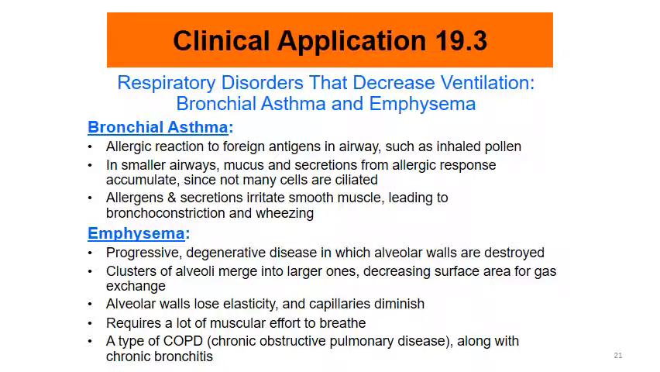Bronchial asthma. Asthma refers to allergic reaction to foreign antigens, irritants in the air, and this leads to the irritation of the smooth muscle in our trachea, in our other bronchial branches, and it leads to constriction, bronchoconstriction. And I'm circling that part because that part is important. So constriction of our airways is what asthma really is.